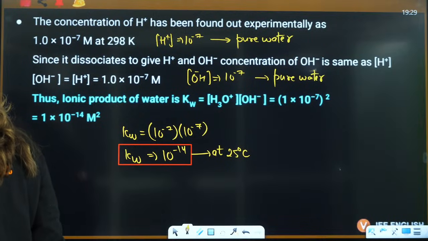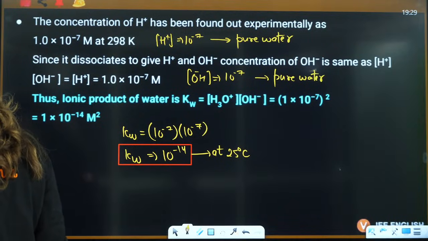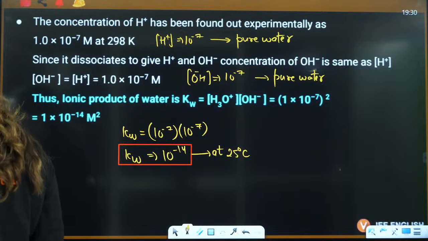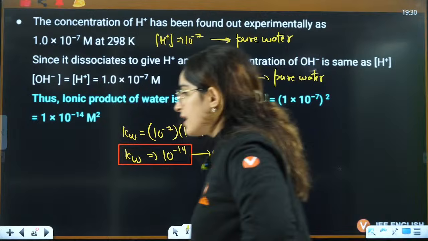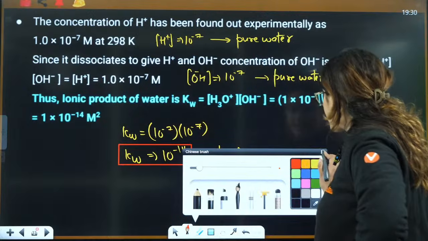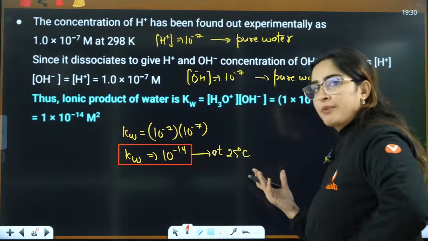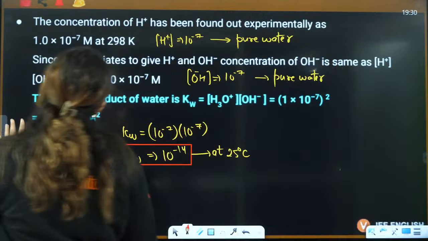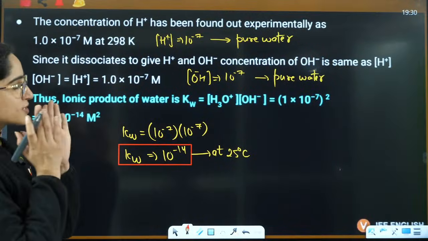Yes, Kw increases, more H positive, water becomes more acidic. I'll tell you about that, Louis, right? Actually, you can't directly say that if Kw increases, then H positive will be more. I'll define that, right? First, let's focus on 25 degrees Celsius, what is happening.